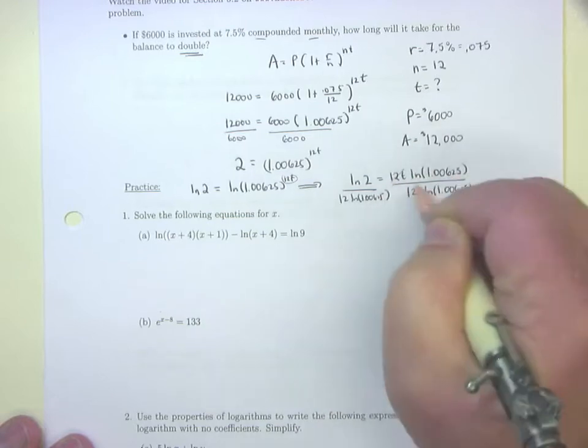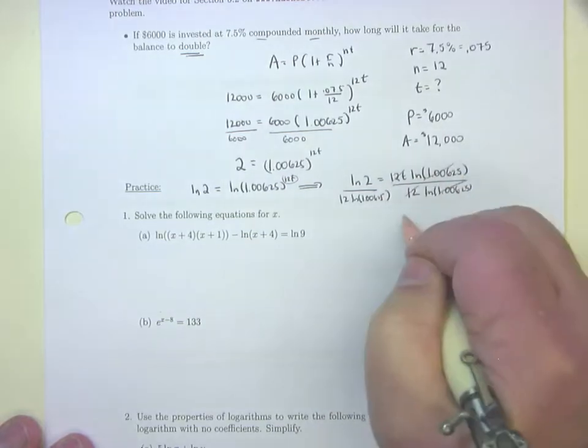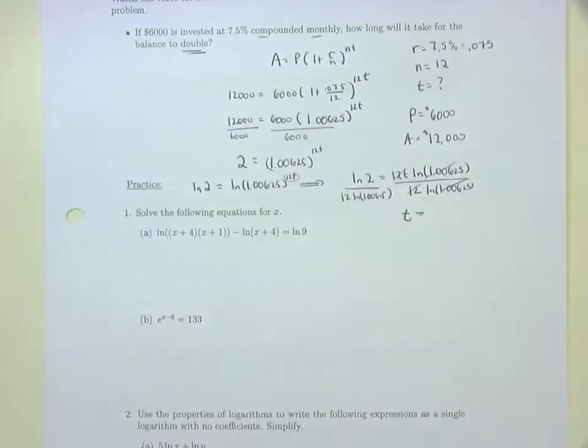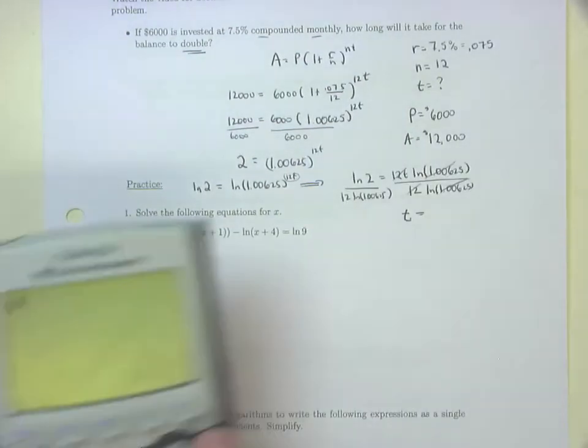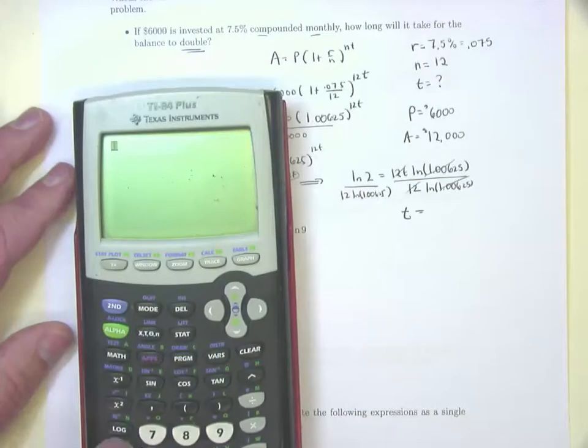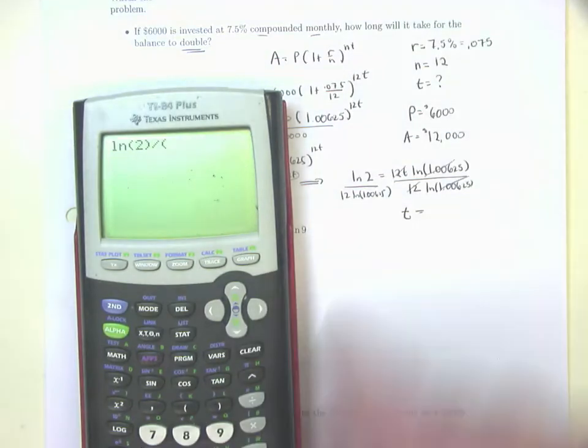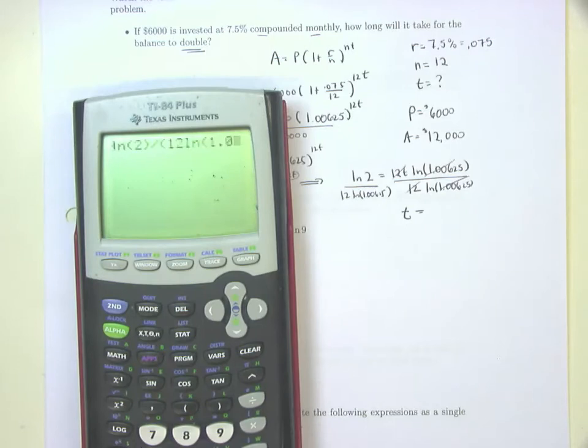This 12 will cancel here. The natural logs cancel here. And you're left with t. And I'm going to stick this on my calculator with parentheses around that large exponent. So this gives me ln of 2, in parentheses, divided by parentheses, because you have lots of stuff in the denominator, 12 times the natural log of 1.00625, close parentheses on the log, close parentheses for the denominator.